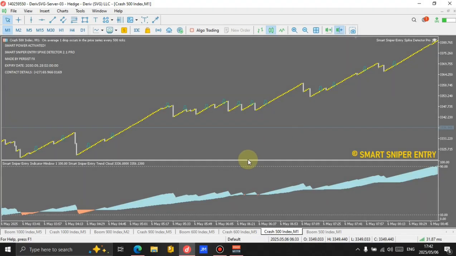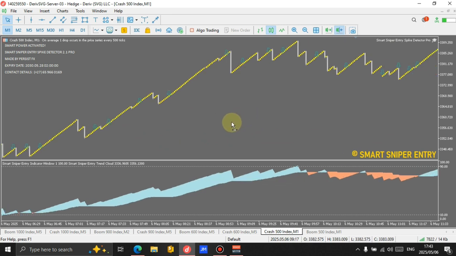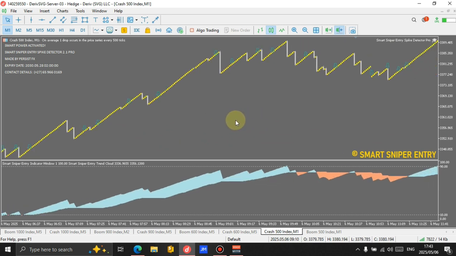As you can see, here's a clear example of why I say you should not take entries given by the spike detector when the trend cloud is blue on the crash charts. The spike detector gave a signal over here and it did not spike. It went in a bullish direction all the way. Every signal that was given by the spike detector did not spike. So just make sure that you follow the rules.